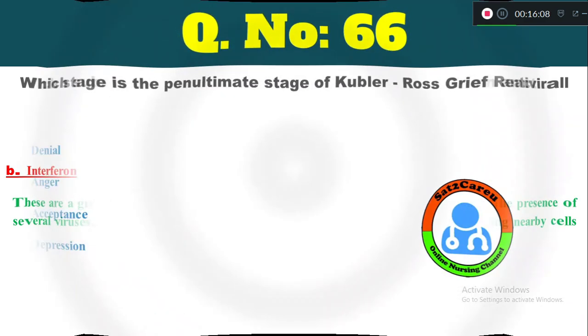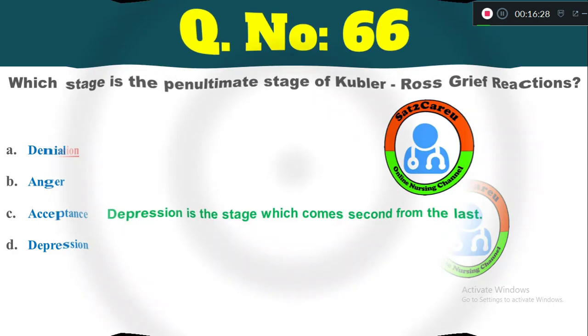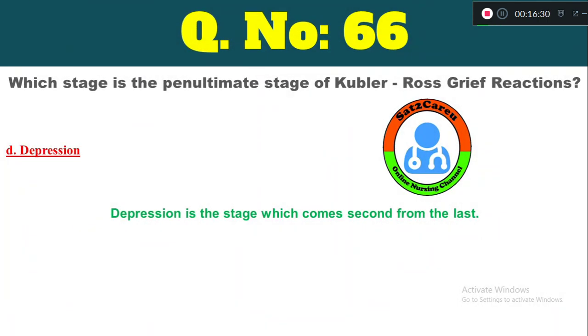Now let's see the 66th question. Which stage is the penultimate stage of Kubler-Ross grief reaction? Option A, denial, B, anger, C, acceptance, D, depression. The penultimate is the stage before the last stage. So the right answer is option D, depression. In the DABDA, depression comes before the acceptance. The acceptance is the last stage. So that is the penultimate stage.